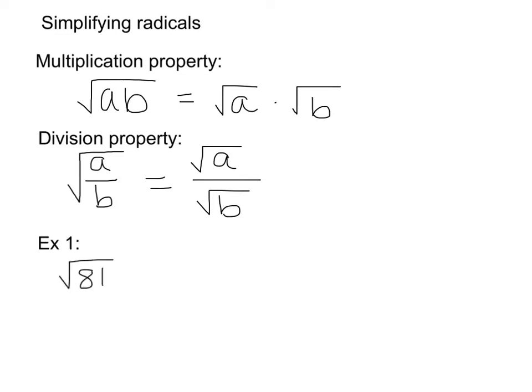The first example we are going to look at is just a very basic one. You can take the square root of 81 and it gives you the nice number of 9.